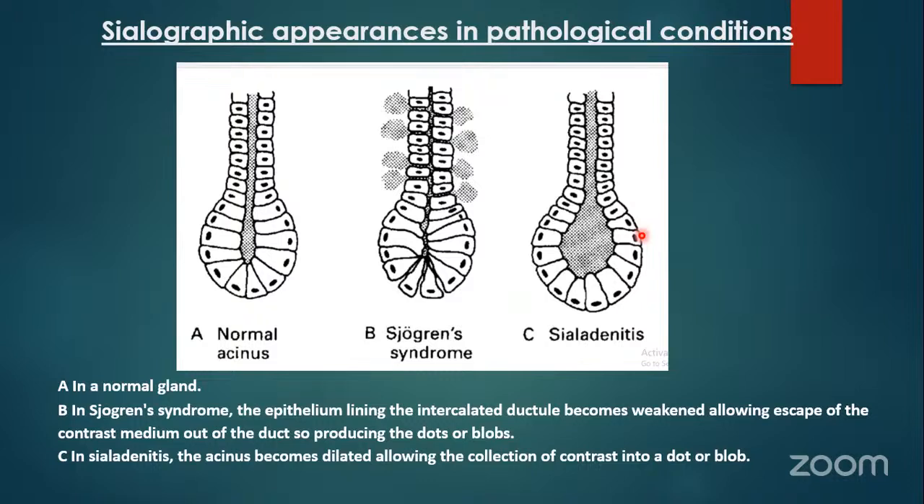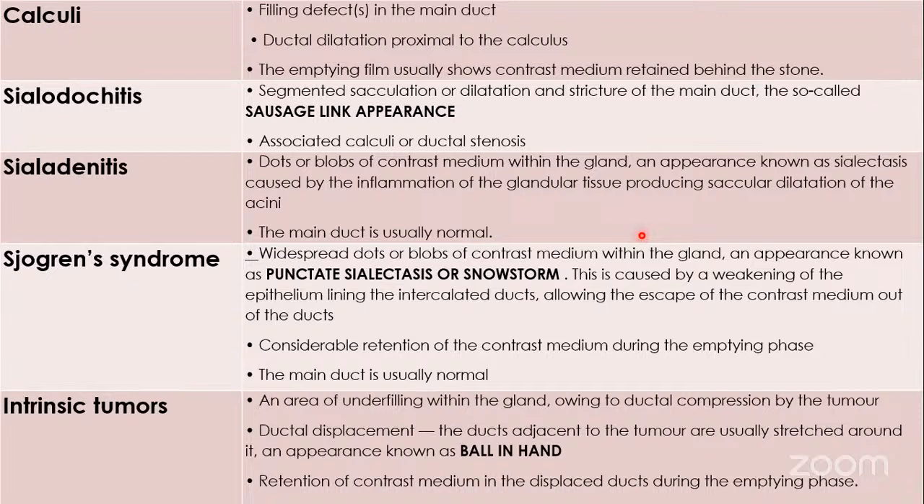So this is the appearance of your Sjogren syndrome and your sialadenitis, compared with that of a normal gland. Certain characteristic features: in case of a sialolith, there is going to be obstruction in the duct, right? Wherever there is obstruction, before that the tube will be filled with the contrast medium, and beyond that the contrast medium will not be able to pass through. Again, this depends on the size of the sialolith.